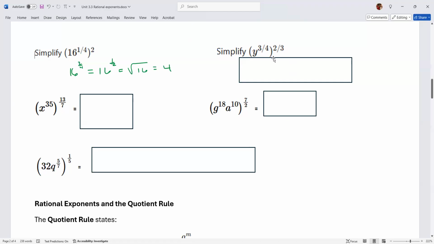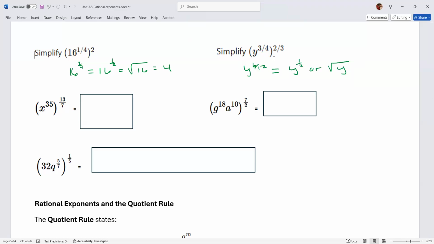The next one, I'm just going to multiply 3/4 times 2/3. I won't be able to simplify since it's just a y. When I multiply 3/4 and 2/3, I get 6/12, which reduces to 1/2, which means it's just the square root of y. Again, I'm just going to start to drop the boxes. I'm just multiplying the exponents. So you can pause this video anytime you want.